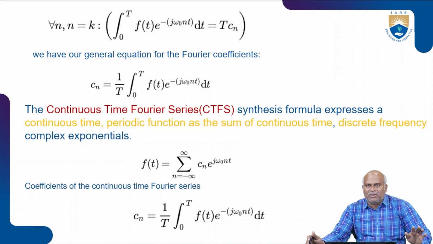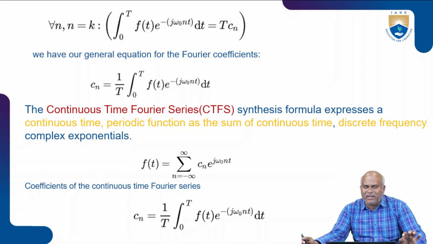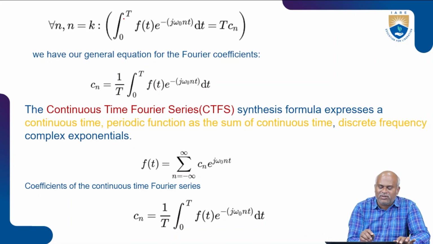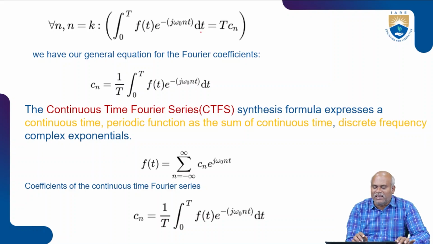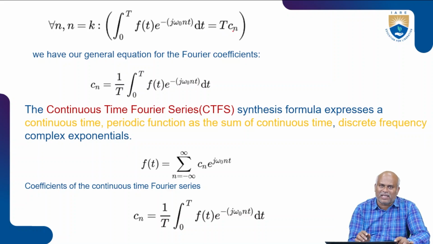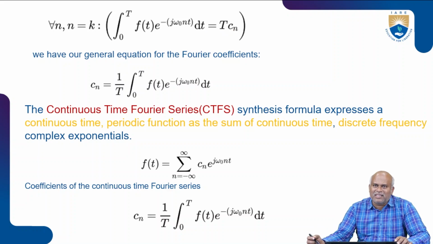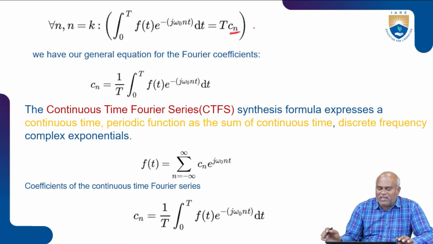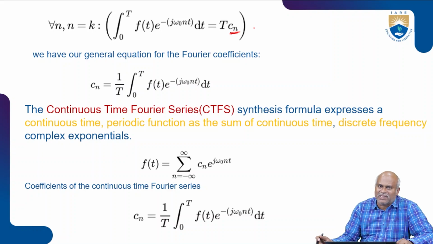Now the set of values n is equal to k we take. In that case, the integration of 0 to T f of t e power minus j omega 0 n t dt is equal to T into c of n, I should write. That is an exponential case. So, in this case, the general Fourier series coefficient I should write as c of n. The c of n we know is 1 by T of integration 0 to T f of t e power minus j omega 0 n t dt.